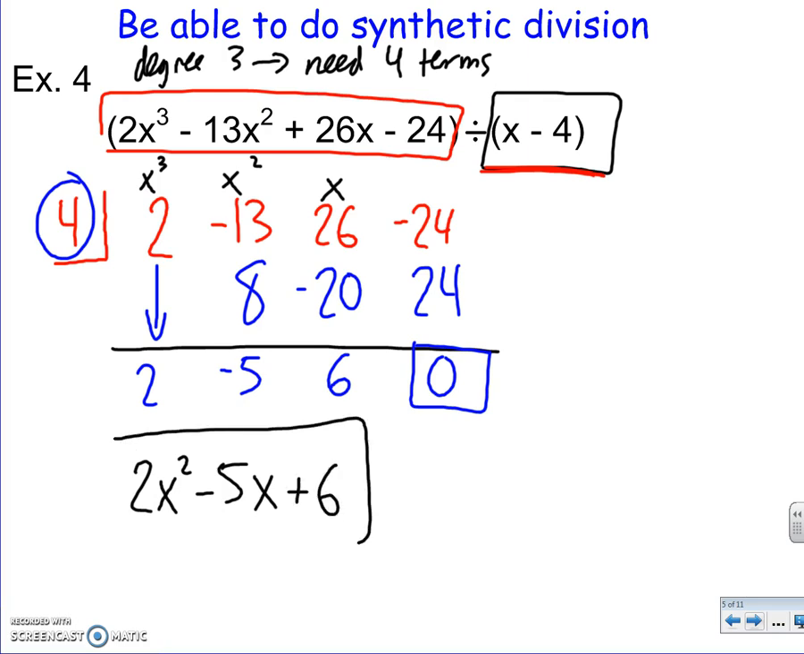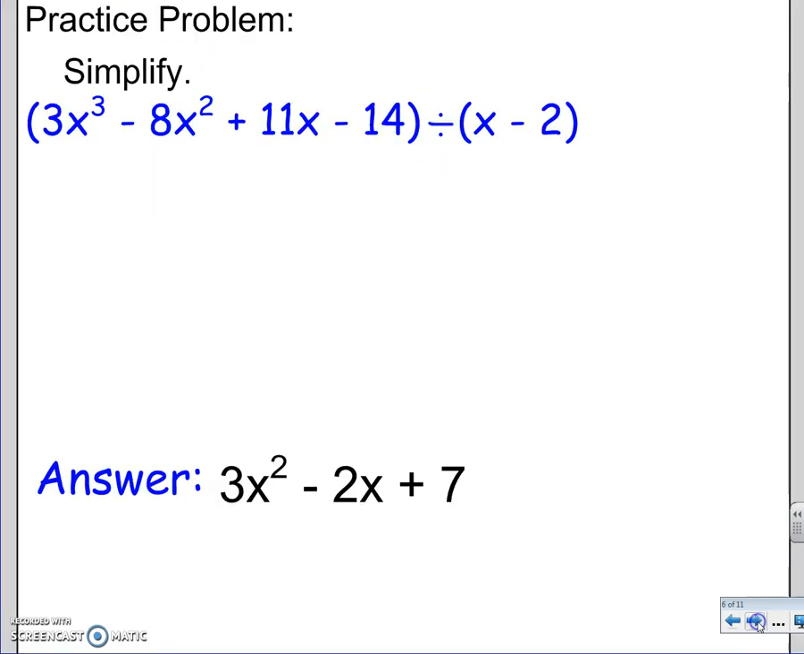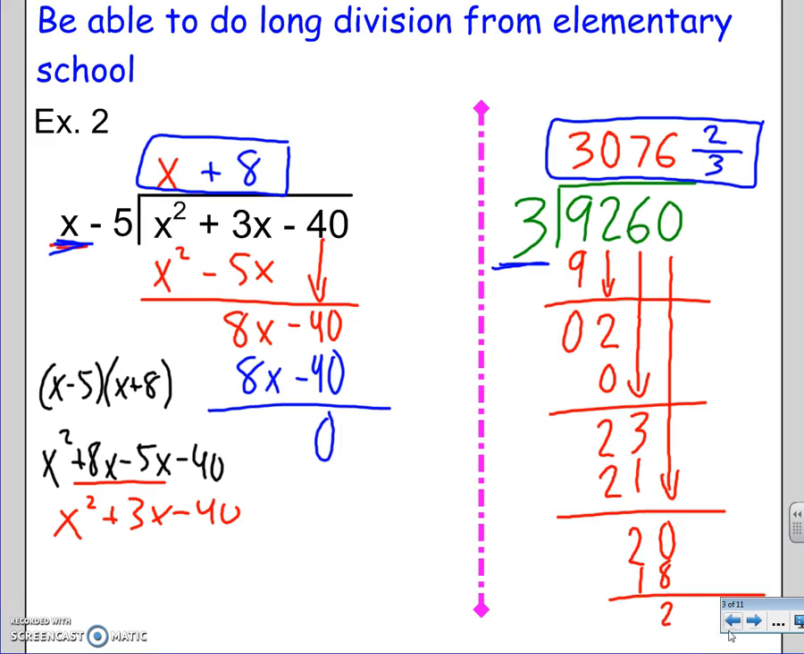So here's my answer. Now if I had something instead of 0 at the end, then I have to write that number divided by x minus 4. And that's it. Let me go back to this problem though.